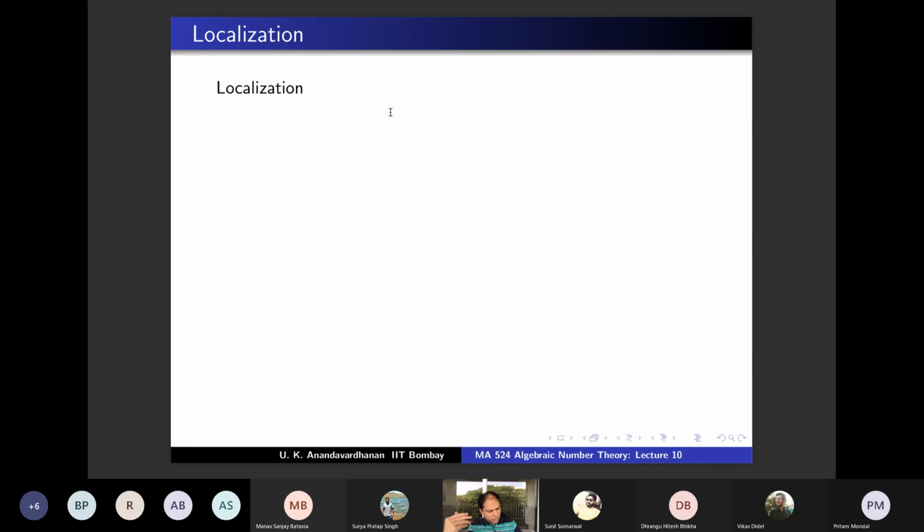Now, this is also something very basic: localization with respect to an arbitrary multiplicative set. First of all, you know this, right? Localization preserves the ring being Noetherian, no? If a ring A is Noetherian and S is some multiplicative set, then S inverse A is also Noetherian. Can one of you tell me why?